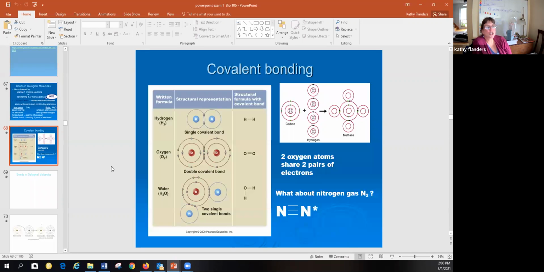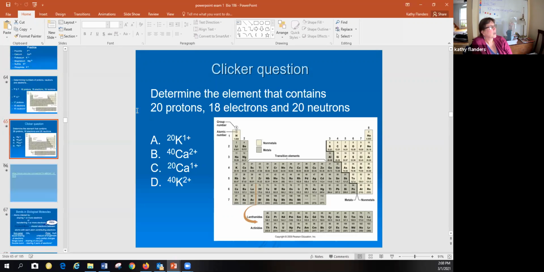Covalent bonding is sharing electrons. And that's exactly what, like here is a carbon atom. And our carbon atom has, if we look back, our carbon is here and it has 4 electrons in its outer shell, right? I can tell that. There's my 4 electrons in its outer shell.